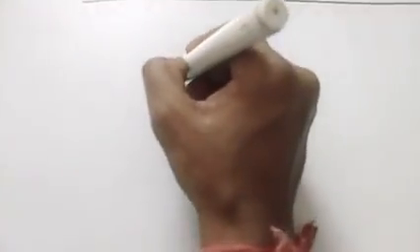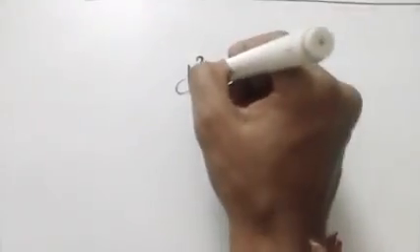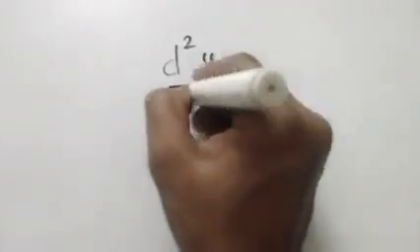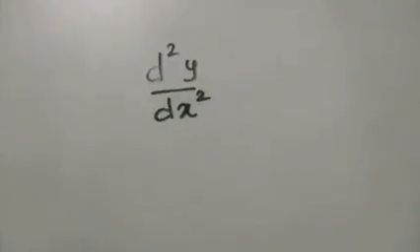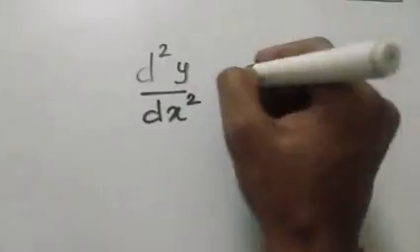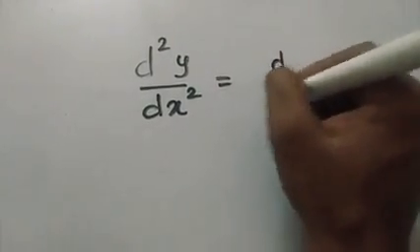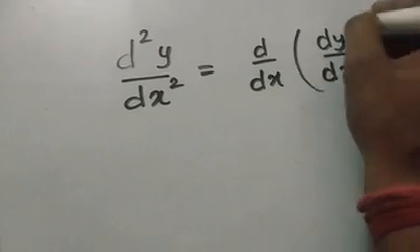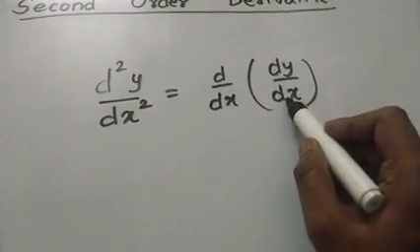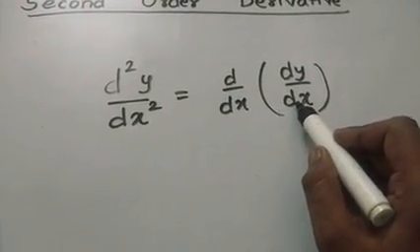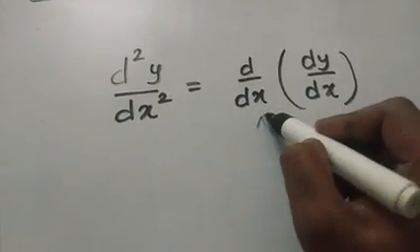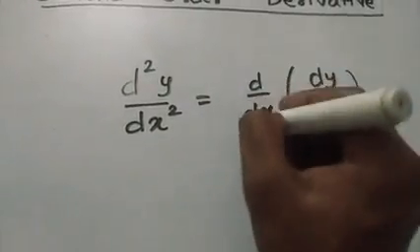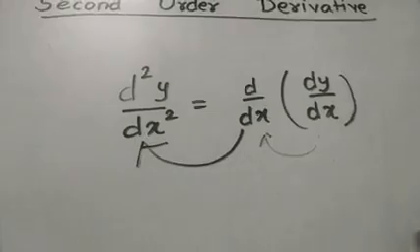That is what I am saying, d2y by dx2. That is d dx of dy by dx. This is your first order differentiation. If you further differentiate this with respect to x, we will get our second order derivative. This is the first order.